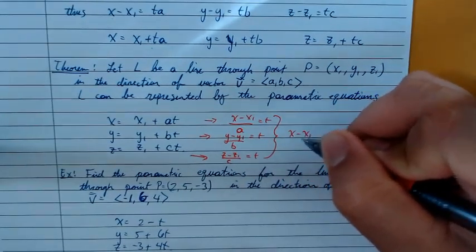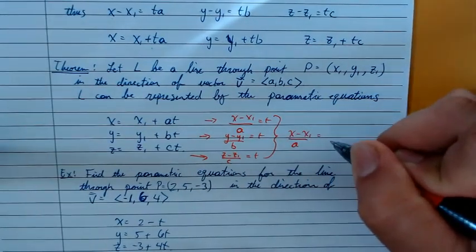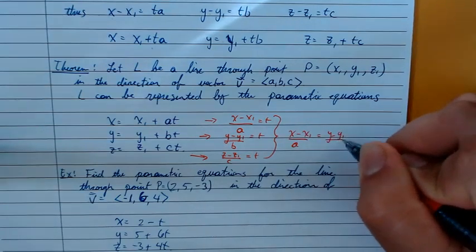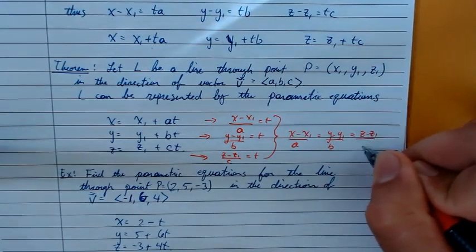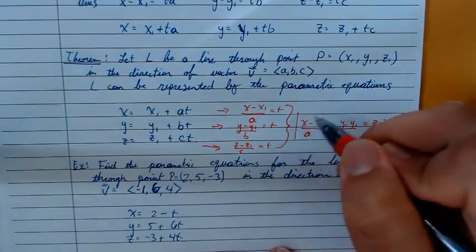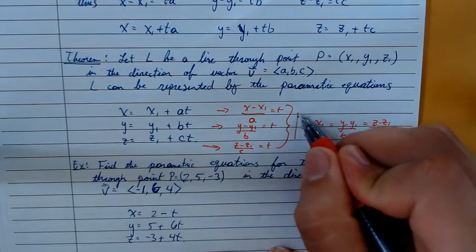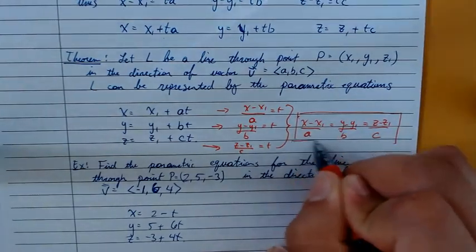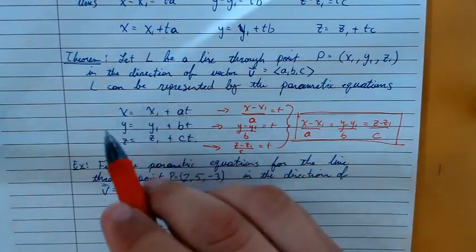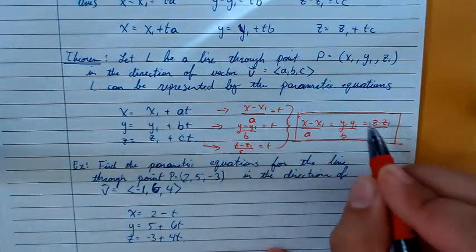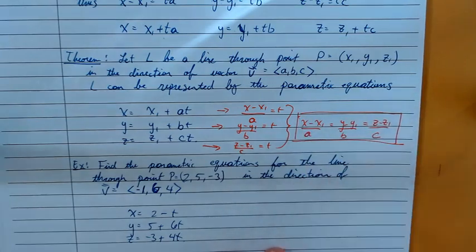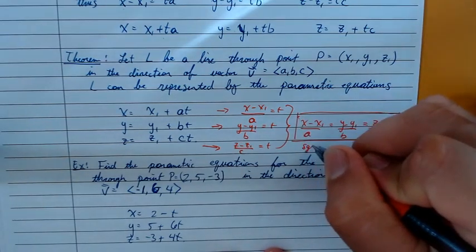So putting all this together, x minus x1 over a equals y minus y1 over b equals z minus z1 over c. These are called the symmetric equations. These also give the same information as this, but this gives it in parametric form. This gives it as an equation of just x, y, and z. And again, these are called the symmetric equations.